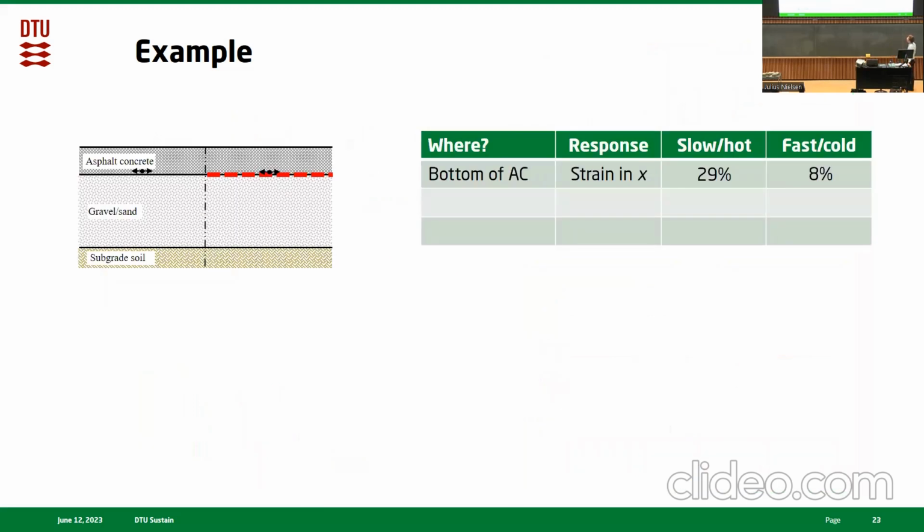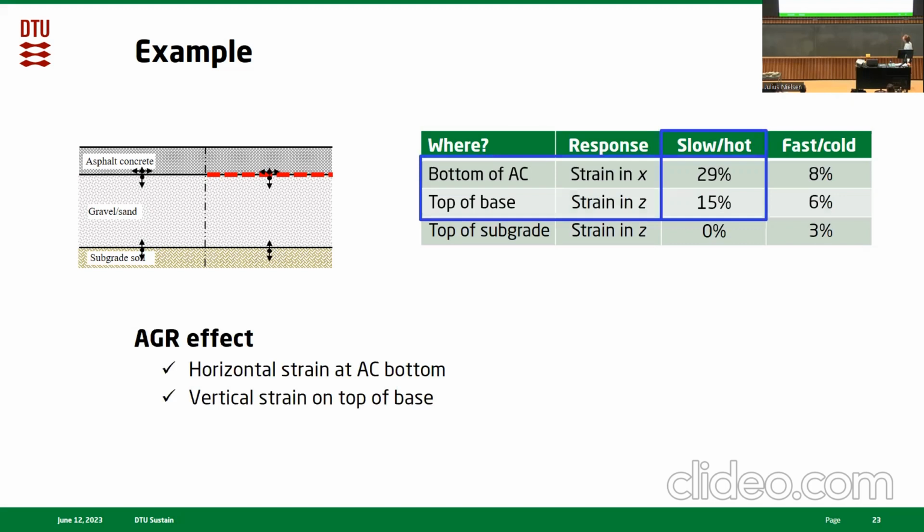So if I repeat this method and look into other critical responses, such as the vertical strain on top of the base, we can see that in the slow speed, hot temperature case, we have a reduction of 15% and only 6% in the fast and cold situation. And if I do the same on the vertical strain on the subgrade, we see a 0 effect or 3% effect.